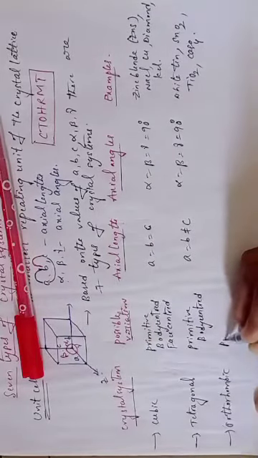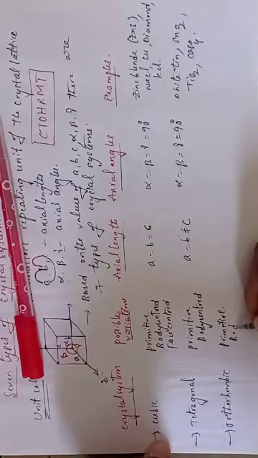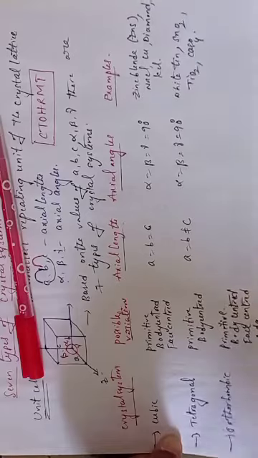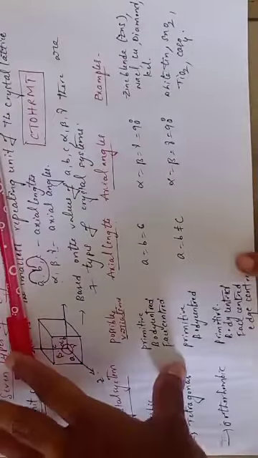Orthorhombic system. What are the possible variations in the orthorhombic? Primitive, body-centered. Next, face-centered, edge-centered. Edge-centered, clear? So a total of four possible variations are there.